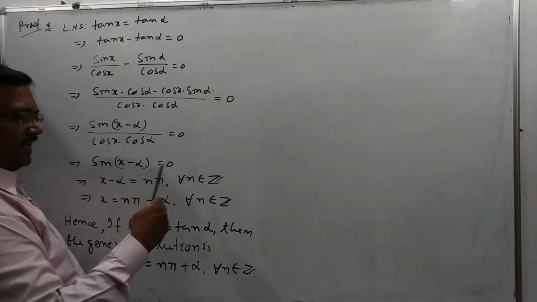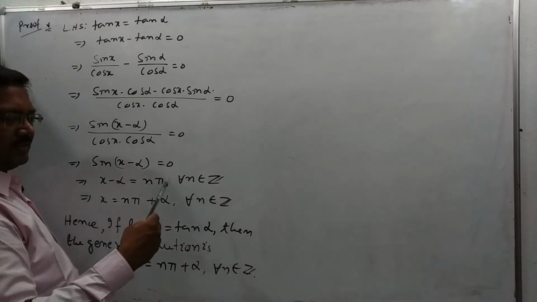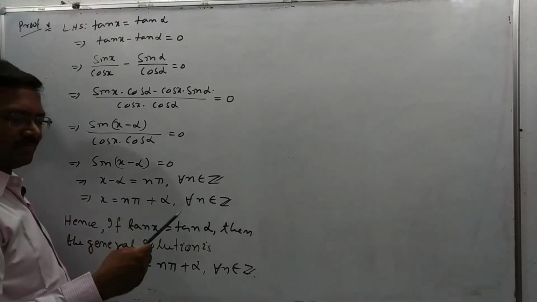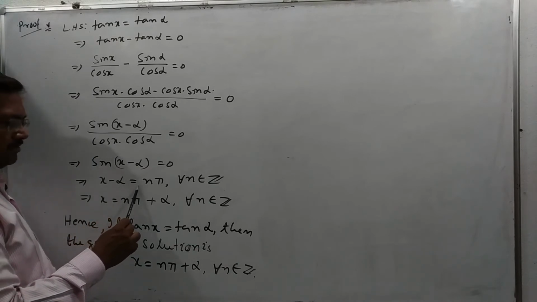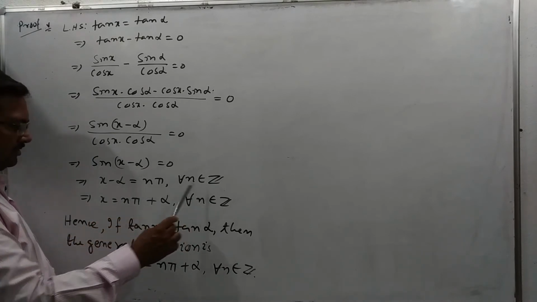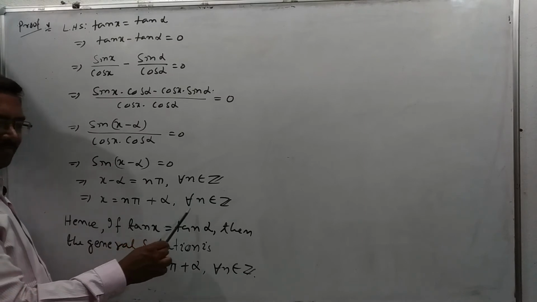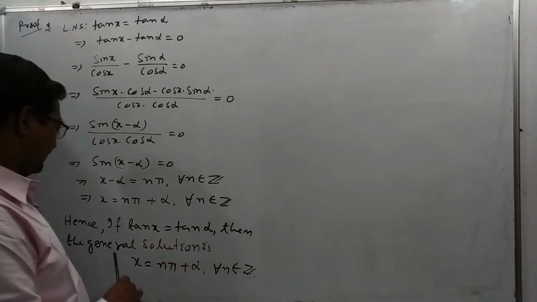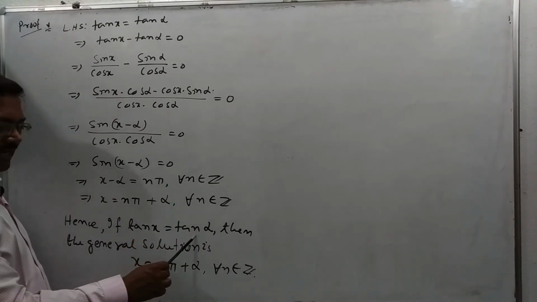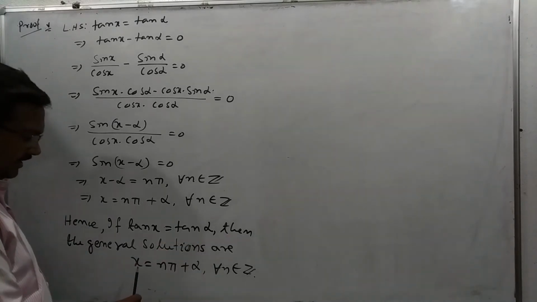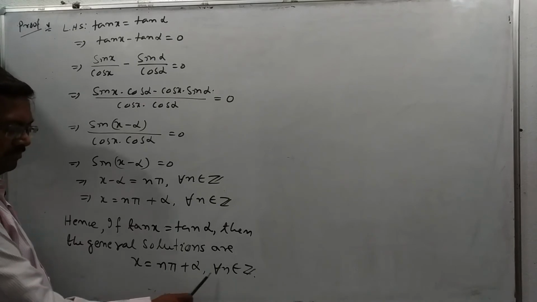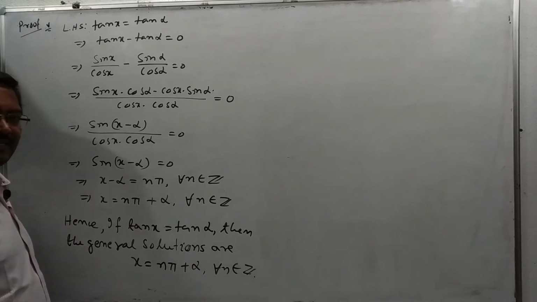As sin x equals 0, the general solutions are x equals n pi for all n belongs to Z. Similarly, x minus alpha equals n pi for all n belongs to Z. So x equals n pi plus alpha for all n in the integer set. Hence, if tan x equals tan alpha, then the general solutions are x equals n pi plus alpha for all n in the integer set.